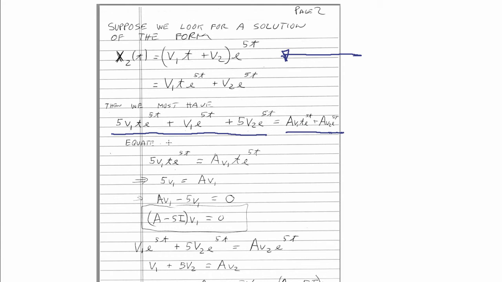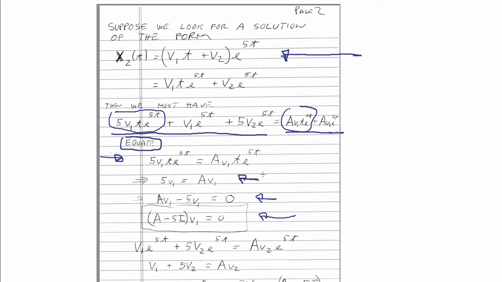Okay, so we equate the coefficients. We look at what has to happen in this situation. For example, if we look at this part and equate it to this, there's a t in there. Then we get this equation. Dividing by t times e to the 5t, we get this equation right here. And there again we get the idea that v1 must in fact be an eigenvector for our eigenvalue 5.